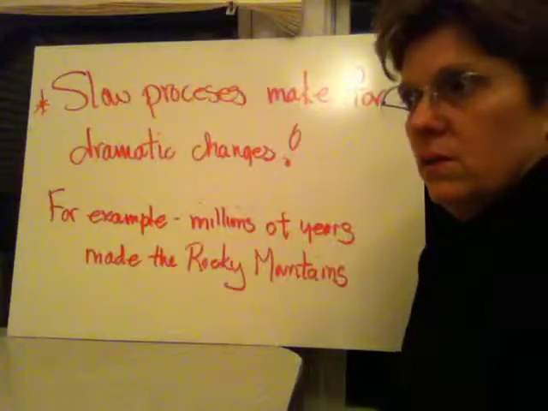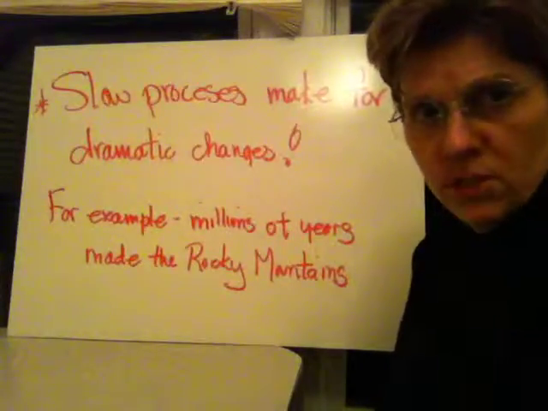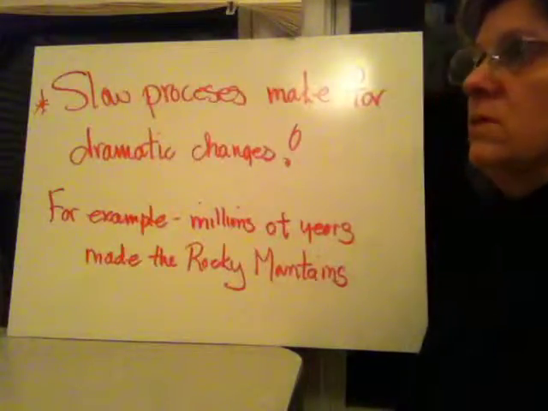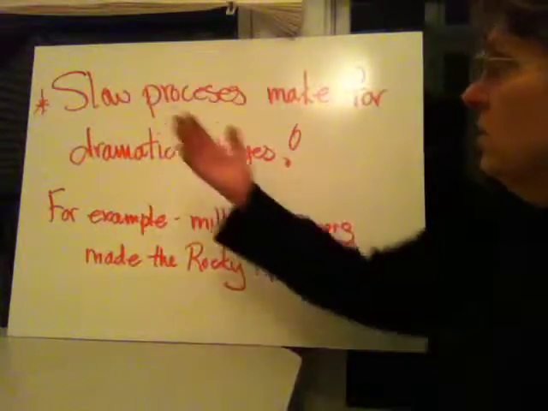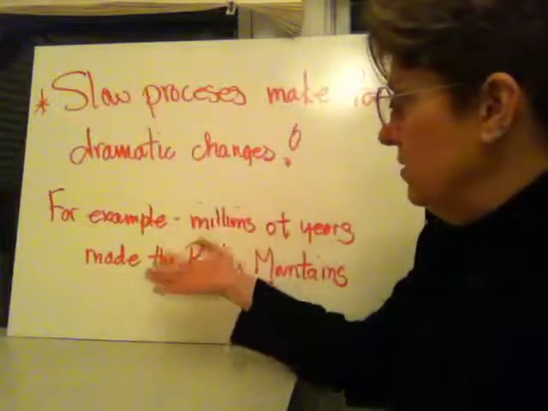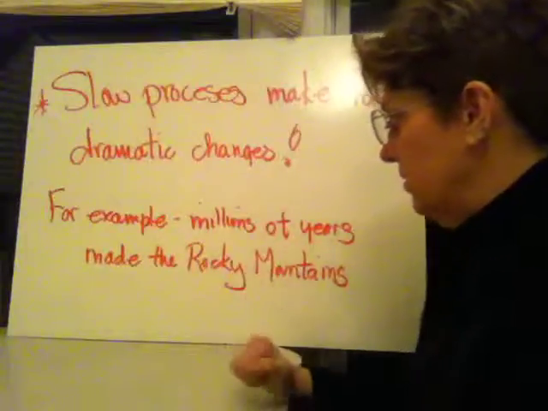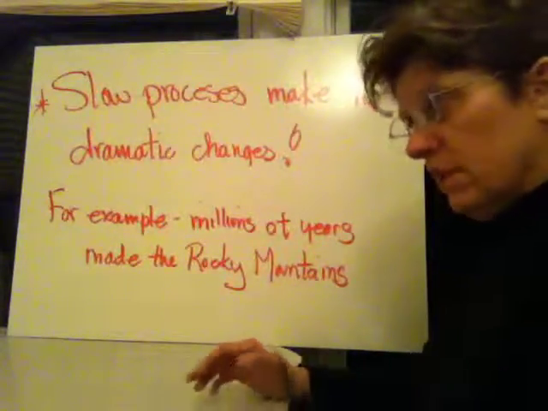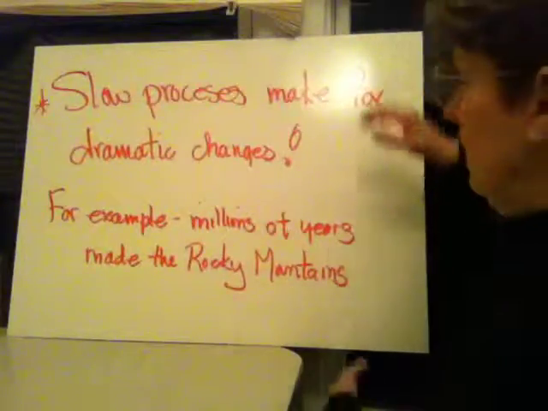Geologic changes or landform changes require quite a bit of time to take place. However, the results are fairly dramatic. So a slow process, maybe 1,000,000 years, makes for dramatic changes. For example, millions of years it took to make the Rocky Mountains or to make the Grand Canyon. Taken a long time, but what you have is quite dramatic in the end.